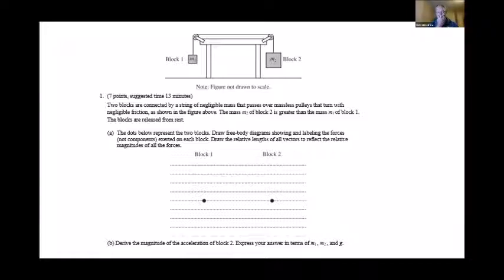So it says the mass M2 of block 2 is greater than that of block 1, and we're going to release them both from rest. So I hope you realize that if this mass is a little bit bigger than the other one, then it's going to start to fall this way, which means this one's going to get pulled up.